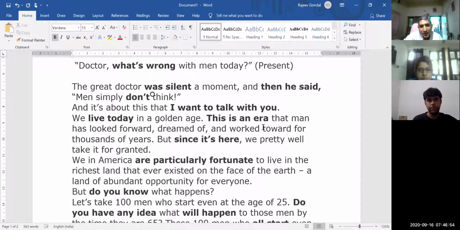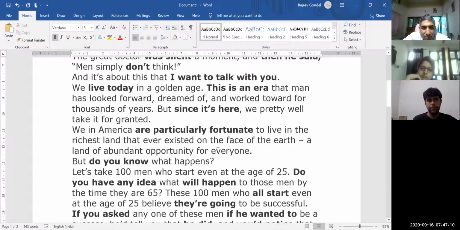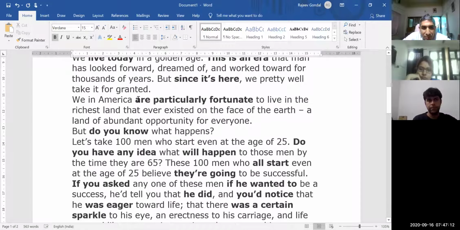"This is an era." "Is" is again present tense. "That man has looked forward to, dreamed of, and worked toward for thousands of years. But since it is here..." Now it is here, we are saying, so again it is in present tense. "Since it is here, we pretty well take it for granted. We in America are particularly fortunate." So "are" is again showing present tense here.